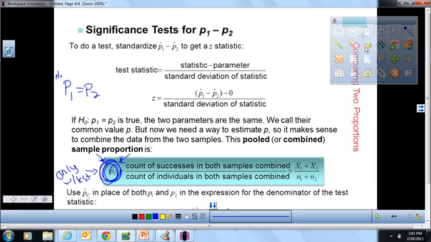So make sure you pay attention to that when I'm doing a test, I'm going to have to do this pooled thing. The only time you have to worry about pooling something is when your proportion from population 1 is assumed to be equal to your population proportion of group 2.